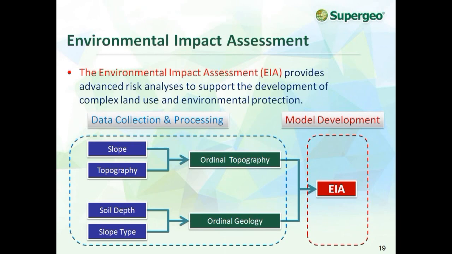In the first part, I try to create our two key factors. I need to use the slope and topography layers to generate the ordinal topography factor, and use the soil depth and the slope type to make the ordinal geology factor. Then I use the spatial join tool to combine and sum up the ordinal values of the two thematic maps, and finally get the suitability map result, so I can use it for more analysis later.